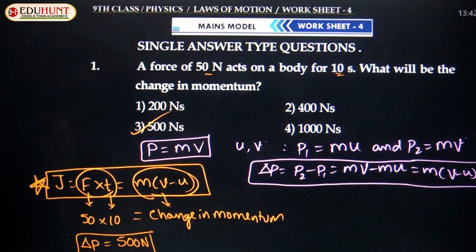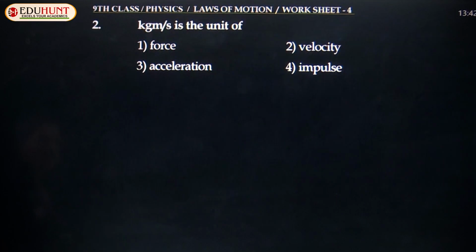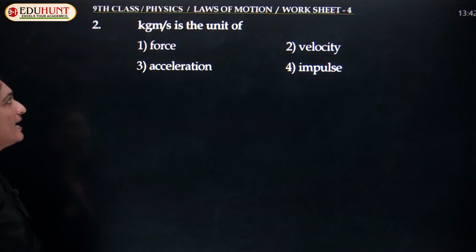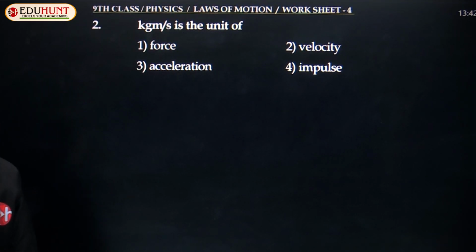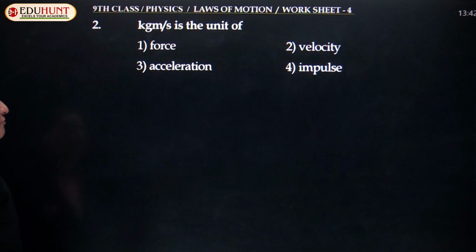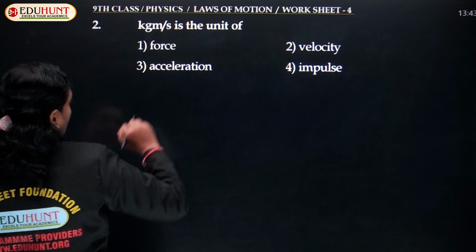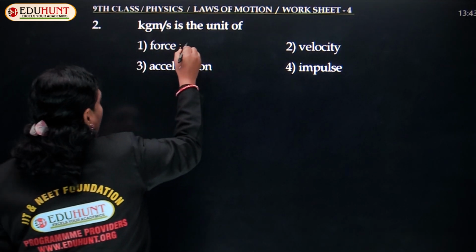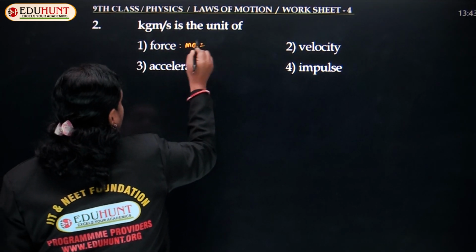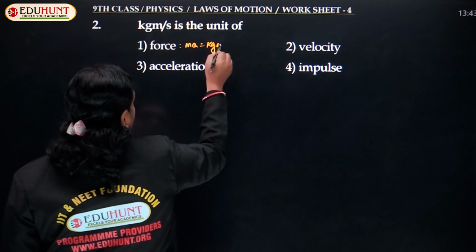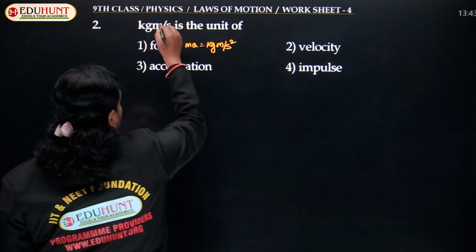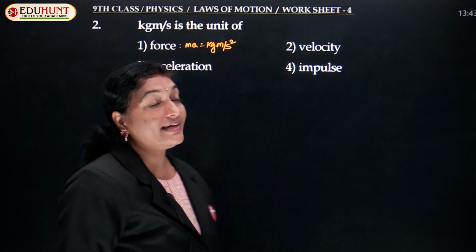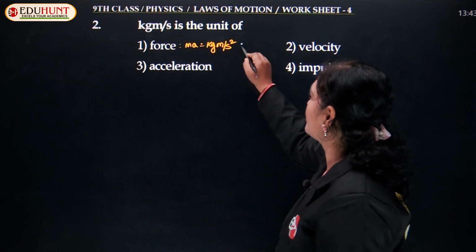So, option number 3 must be true. Let us move to the next question, children. Second one: kg meter per second is the unit of what? What is the unit of force, children? The formula for force is mass into acceleration. So, mass is measured in kg, acceleration is measured in meter per second square. But here it is asked regarding kg meter per second. So, this must not be true.